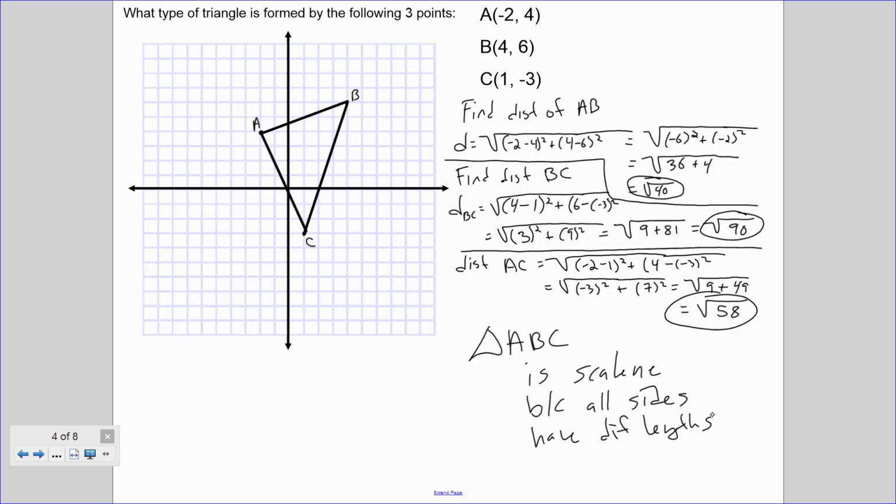So you have to do distance formula 3 times. You can't stop twice, and you can't stop at just one. You have to do it all 3 to see if you have 2 the same, or all 3 the same, or all 3 different. So if all 3 are different, scalene. If 2 of them, and only 2 of them are the same, it's isosceles, and if all 3 are the same, it's equilateral.